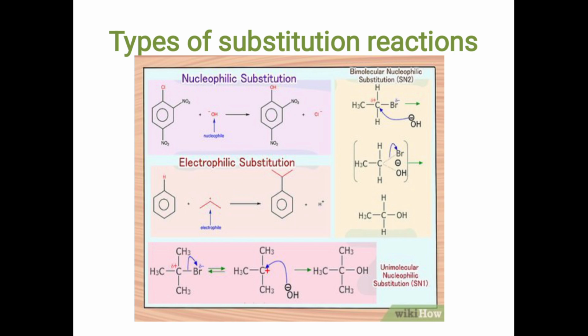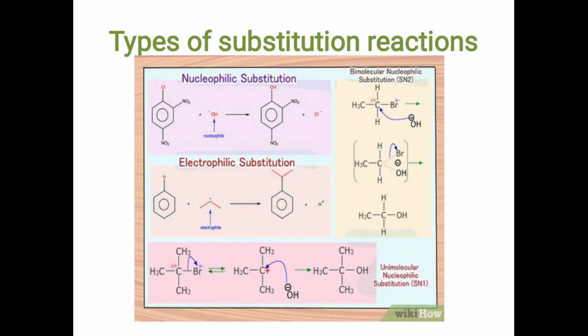In this case, you can see that dinitrochlorobenzene gets converted into dinitrophenol, wherein the chlorine atom or the chloride ion is replaced by OH negative. Since the incoming group is a nucleophile, that's why it is called nucleophilic substitution. Electrophilic substitution: here the benzene ring is being attacked by an electrophile, a positive charge center, again a substitution.